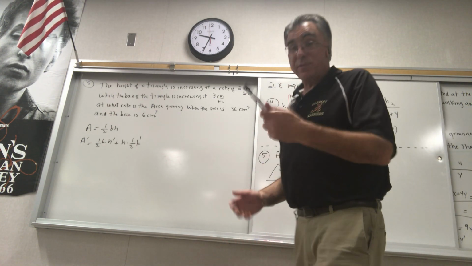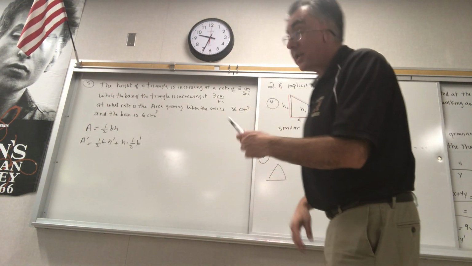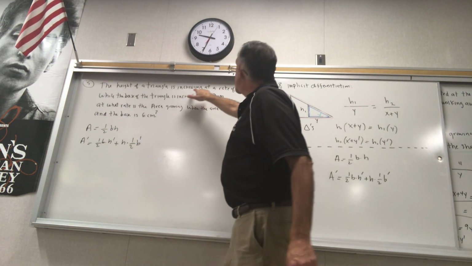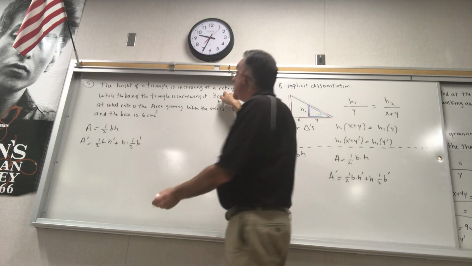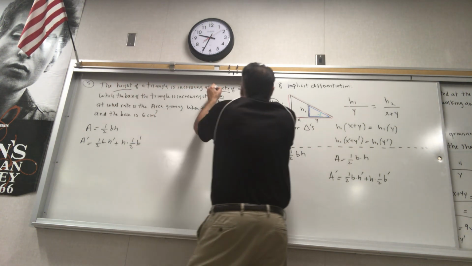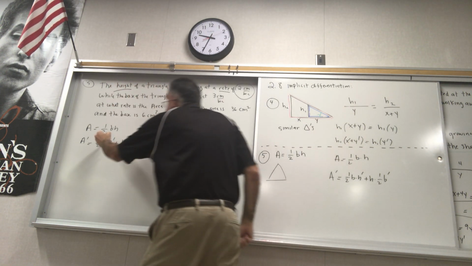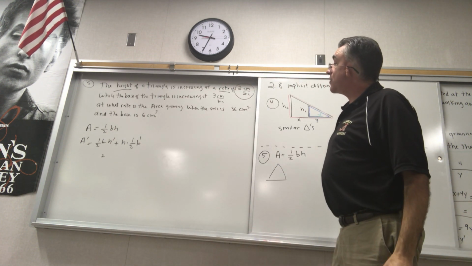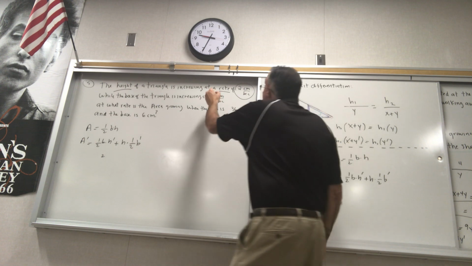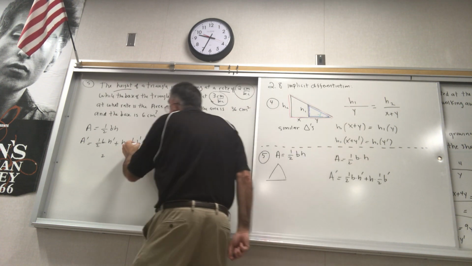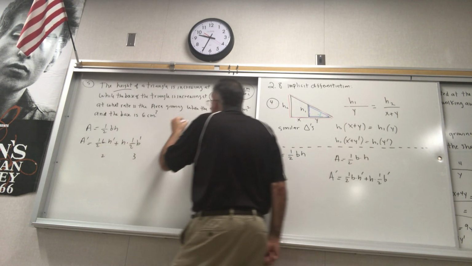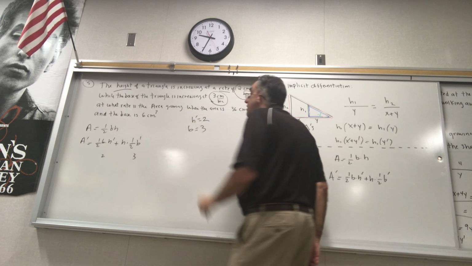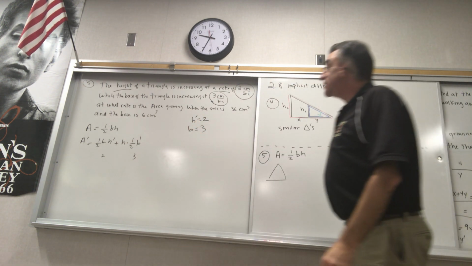Oh man, I keep putting this down trying to use a different color. I can't. I use this color. So read the question. The height is increasing at a rate. Remember how we read this? The height's derivative is 2, so h prime is 2. The base of the triangle is increasing at a rate of 3, so b prime is 3. At what rate is the area growing?